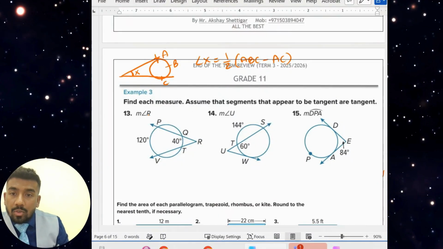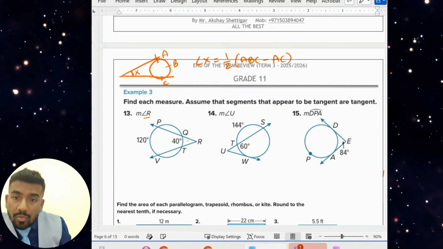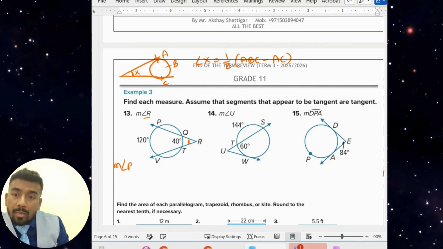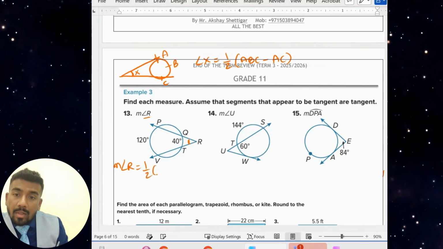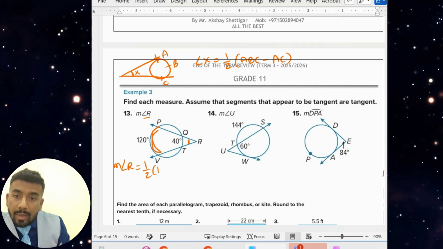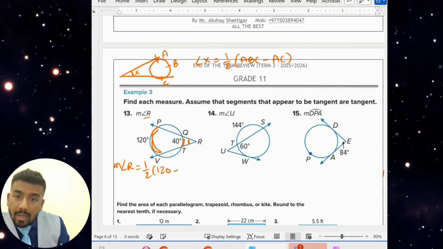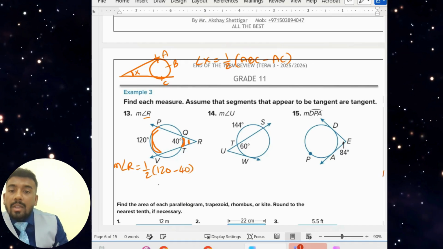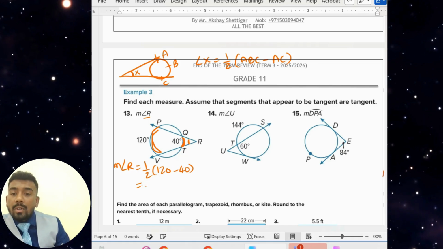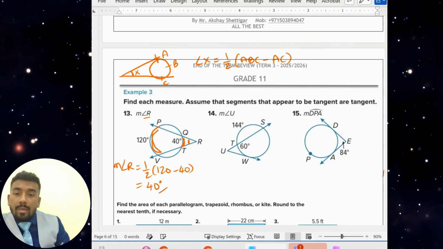Now let's go to the first question, angle R. We need to find angle R. Same rule. Angle R will be equal to half of the outside one, 120, minus the inside one, that is 40. So 120 minus 40 is 80, and 80 over 2 is 40. So that's the answer.